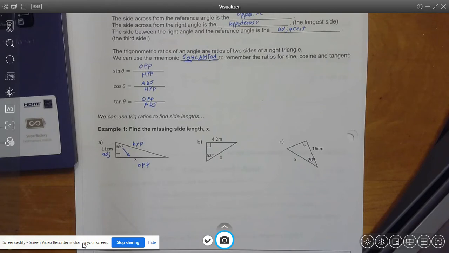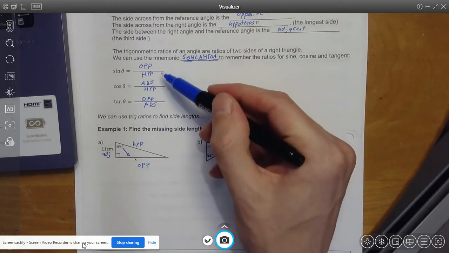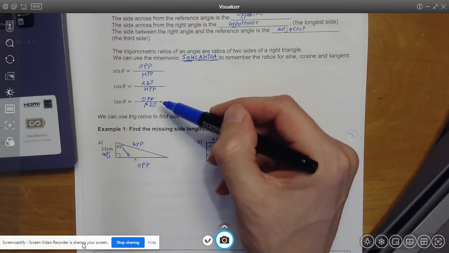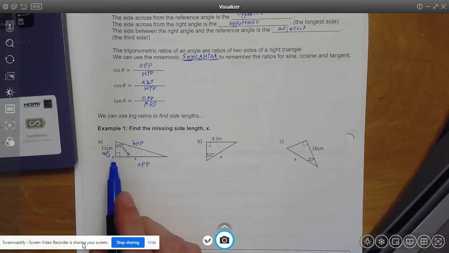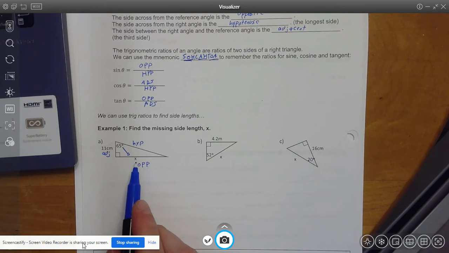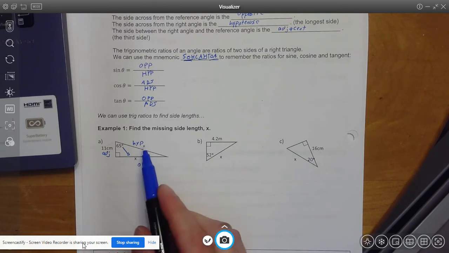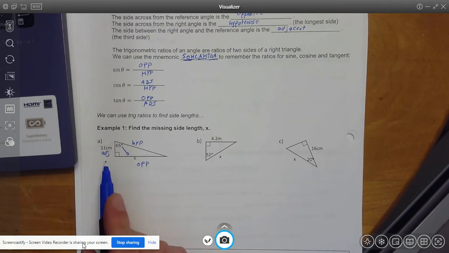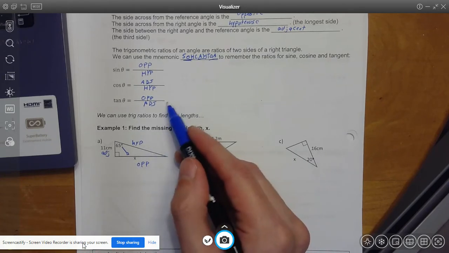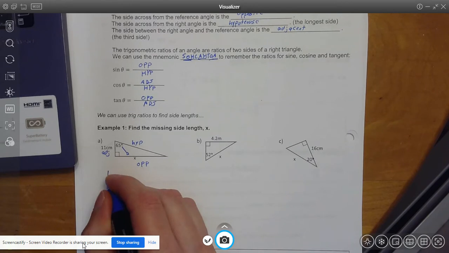So if I'm trying to find x, I want to pick one of these trigonometric ratios to use. And you notice here that I want to know x and I know 11. So I want to know the opposite side and I know the adjacent. I don't know the hypotenuse. I don't want to know it. So I'm concerned about opposite and adjacent. Well, which ratio uses opposite and adjacent? Well, it's tangent. So we're going to use the tangent ratio.